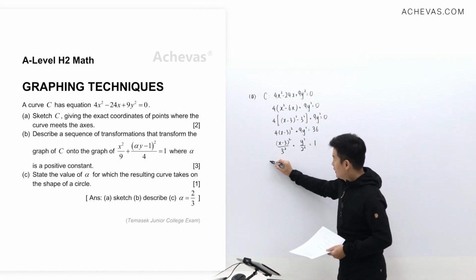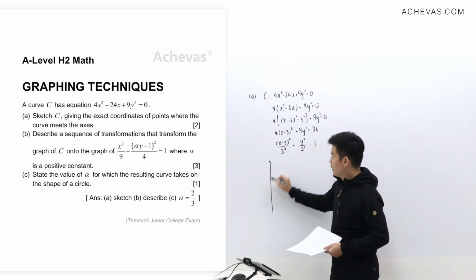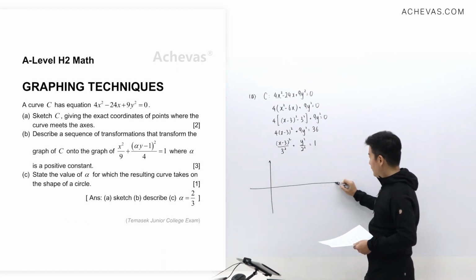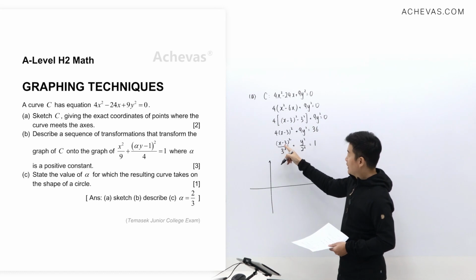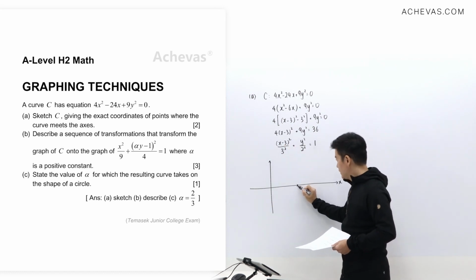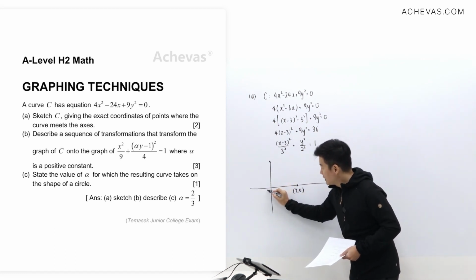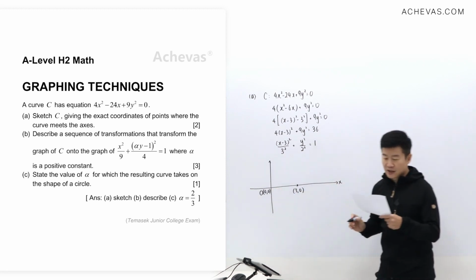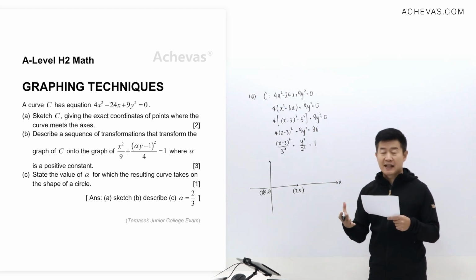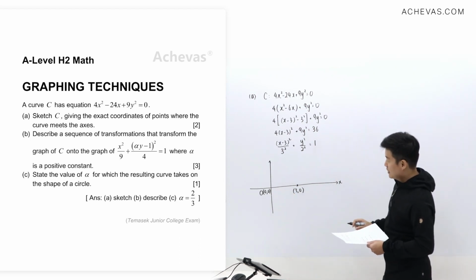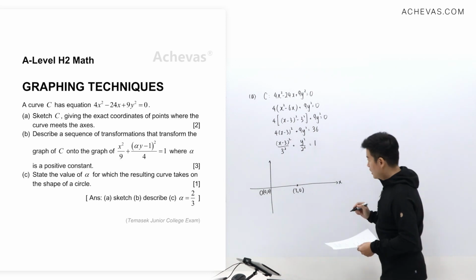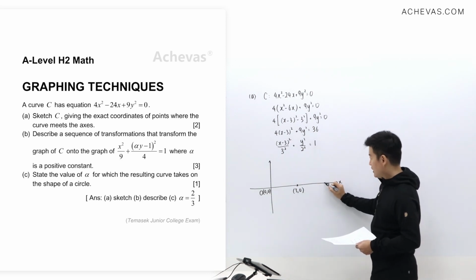Like what we have just talked about, if I try to sketch this graph, it will have a center at (3, 0). So let's say it is here. The horizontal radius is 3, so it is going to be passing through the origin. Since the question requires us to give the coordinates of the points where the curve meets the axes, I'm going to use (0, 0) here instead of just writing the letter O. And plus 3, it is going to be passing through this point here.